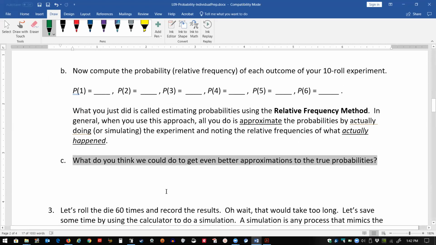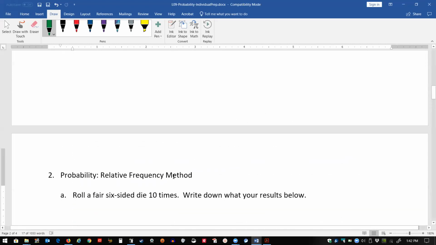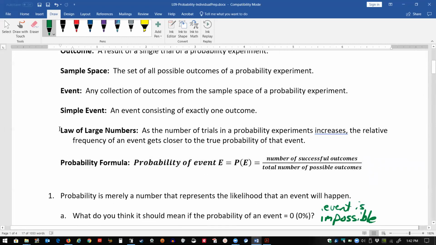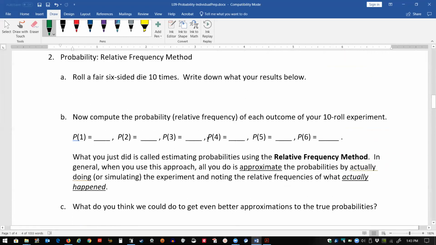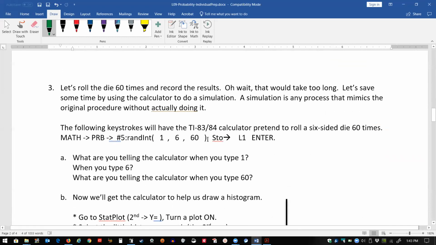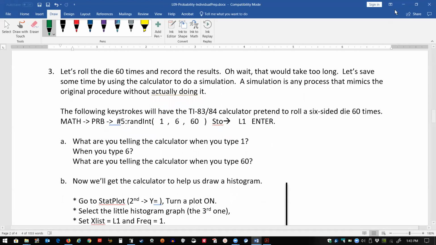But what can we do to make those all closer? And this is getting into this idea of the law of large numbers. As your number of trials gets bigger, as we do this experiment more and more times, the relative frequency of our event will be much, much closer to the true probability of that event happening. Okay, so let's do this on a larger scale so we can really illustrate what's going on here.